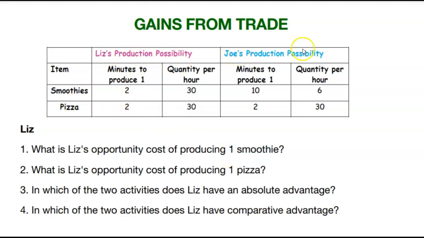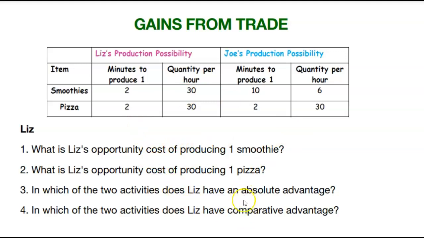Now let's do Joe, because Joe has different numbers. What is the opportunity cost of producing one more smoothie for Joe? It'll be 10 minutes over 2, which is 5. So his opportunity cost of producing one smoothie would be 5 pizzas. What is Liz's opportunity cost of producing one more pizza? That'll be 1 smoothie.